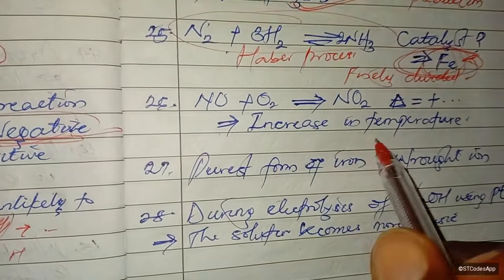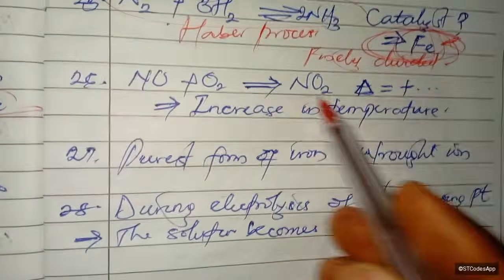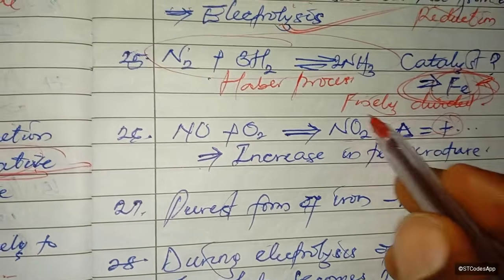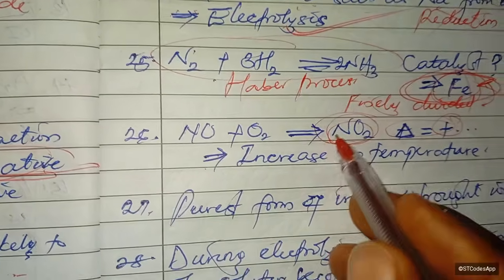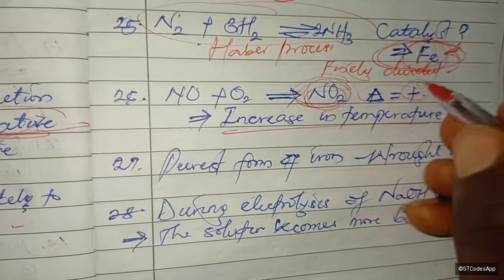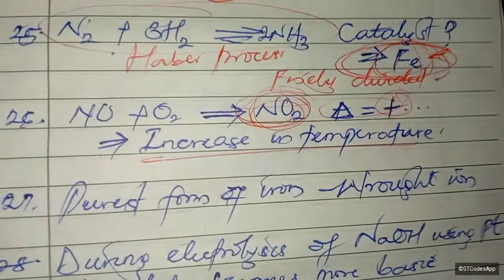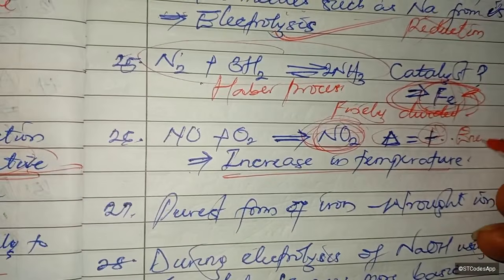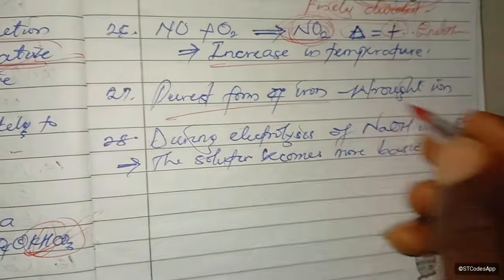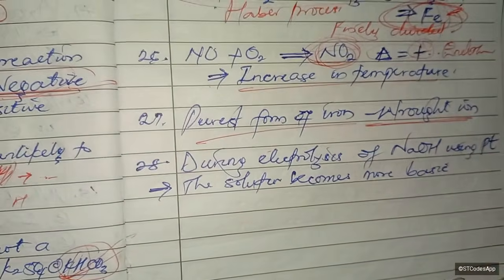Now, this one, he said there was a reaction and the change in enthalpy was given to be positive. How do you aid the formation of more of the forward reaction, the product? You increase temperature, since the change in enthalpy is positive. It's an endothermic reaction. The purest form of iron is wrought iron. Don't forget that, wrought iron.